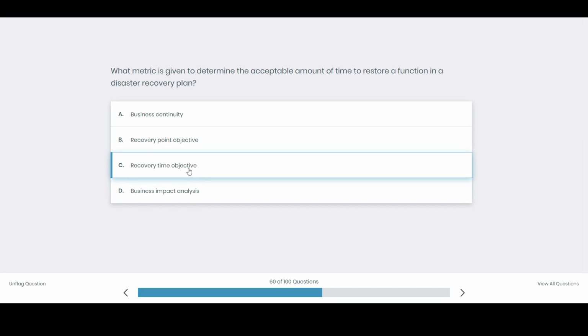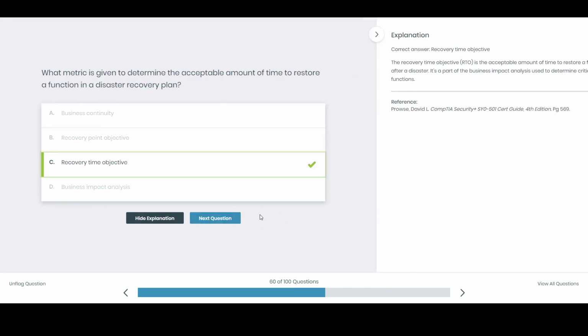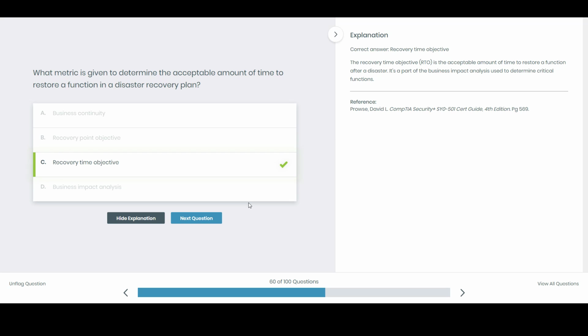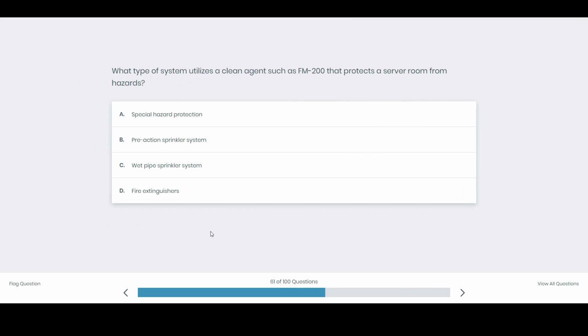What metric is given to determine the acceptable amount of time to restore function in a disaster recovery plan? Not sure. Okay, I'm right. The recovery time objective is the accepted amount of time to restore. Okay. Lucky me. What type of system utilizes a clean agent?